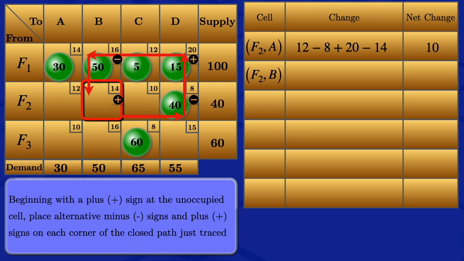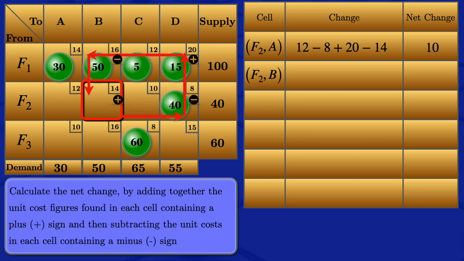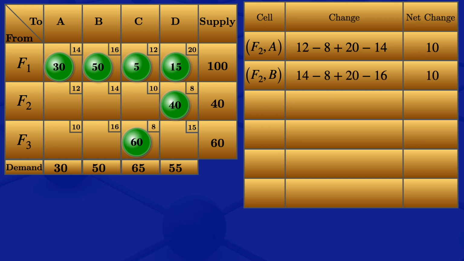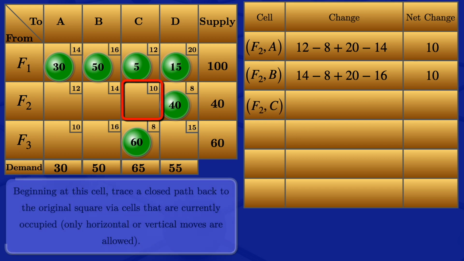We move on to calculate the net change. 14 minus 8 plus 20 minus 16 to give a net change of 10. Moving on to the next unoccupied cell, which is F2C, which is this one. We trace a closed path back to the original cell. In this case, move horizontally to this cell, vertically upwards, horizontally to this one, and back to the original cell.